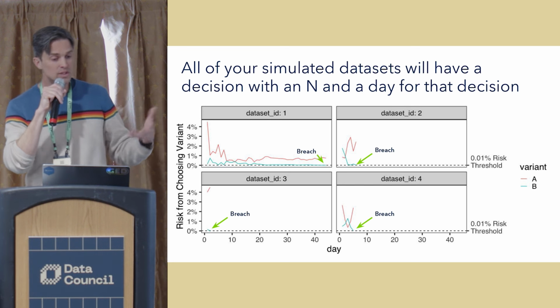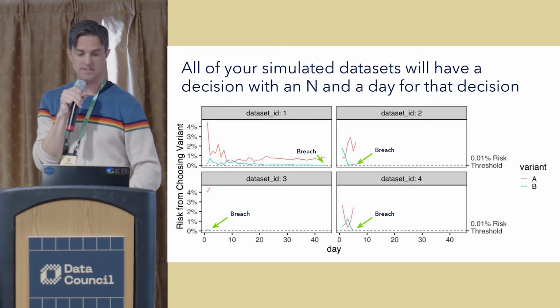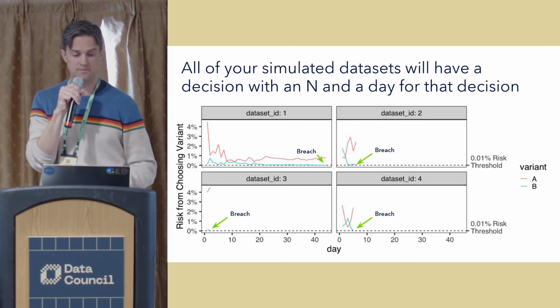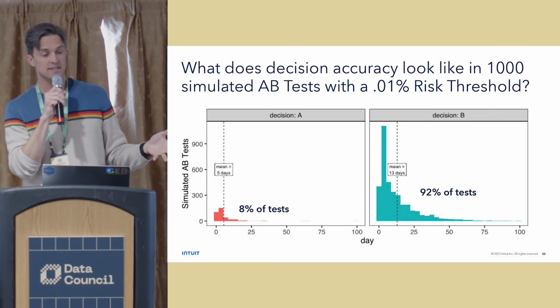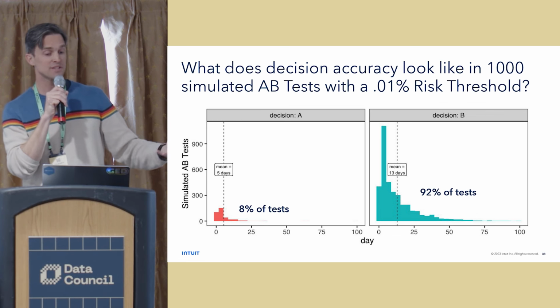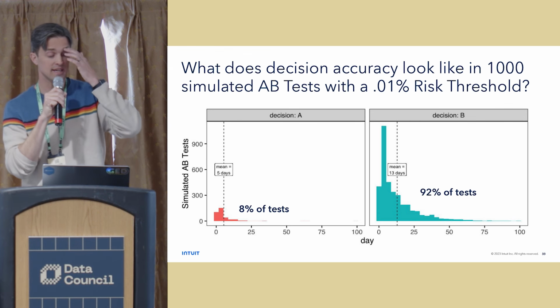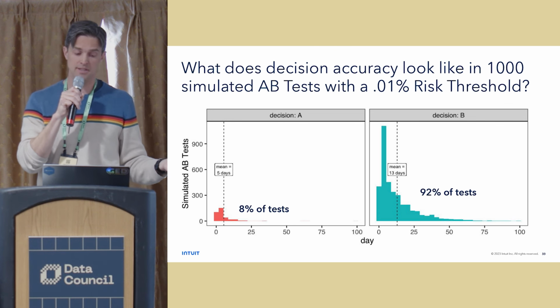And now you can look cumulatively at what decision accuracy looks like in 1,000 simulated A/B tests when you're using a 0.01% risk threshold. In this case, 8% of the time I'm wrongly choosing A as the winner of the test, and 92% of the time I'm making my decision on B, which was the superior variant.